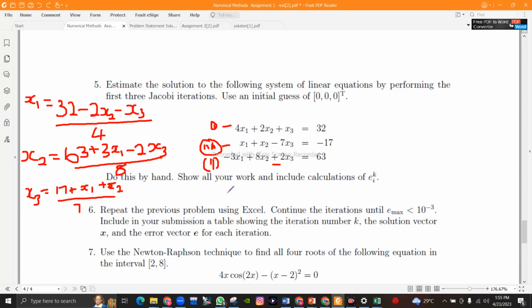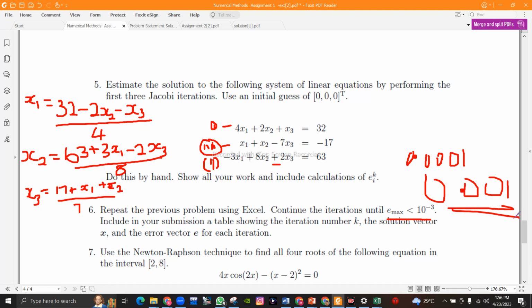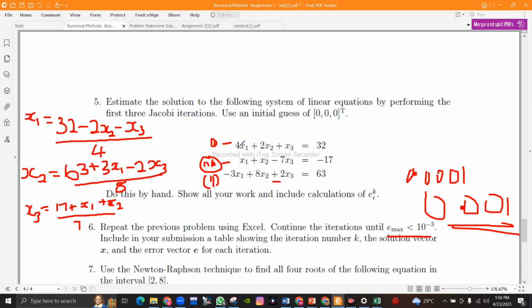It said, repeat the previous problem using Excel. Continue the iteration until E max is less than this. So we want the error to be less than 0.001. So let's go to our error. That's where we'll know where to stop.